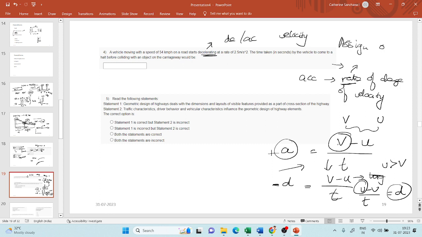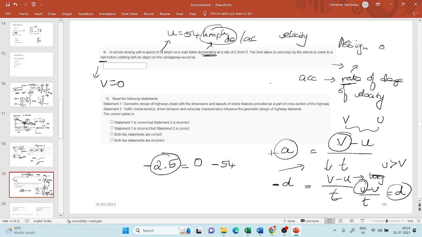So deceleration rate of 2.5 meter per second square. As I said, deceleration is negative, so minus 2.5 is equal to, so it was moving with a speed of 54 kilometers per hour and it is brought to a stop. Okay, the time taken by a vehicle to come to a halt. So my final velocity is 0 and my initial velocity is 54 kilometers per hour. Okay, so substituting this here, 0 minus 54, this is in kilometers per hour, this is in meter per second square.